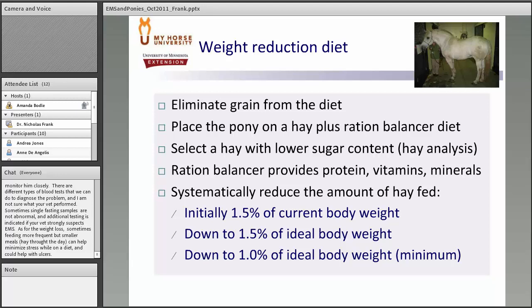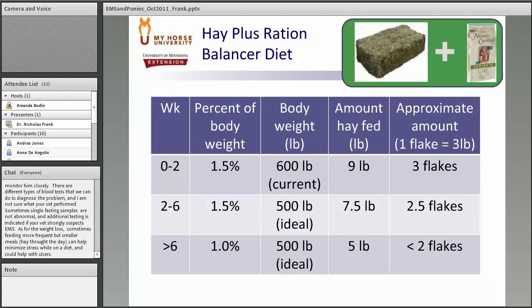In terms of how much hay do we feed? Well, we go on a program where we would reduce gradually. So we would initially calculate 1.5% of the current body weight, then move down to 1.5% of ideal body weight, and then finally, if that doesn't work, we have to go to the final step, which is 1% of ideal body weight. And I'll go through those calculations here.